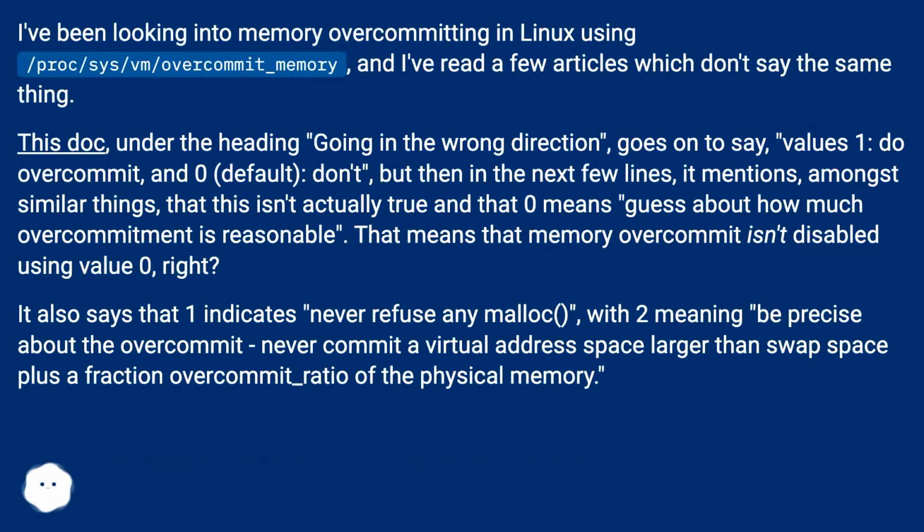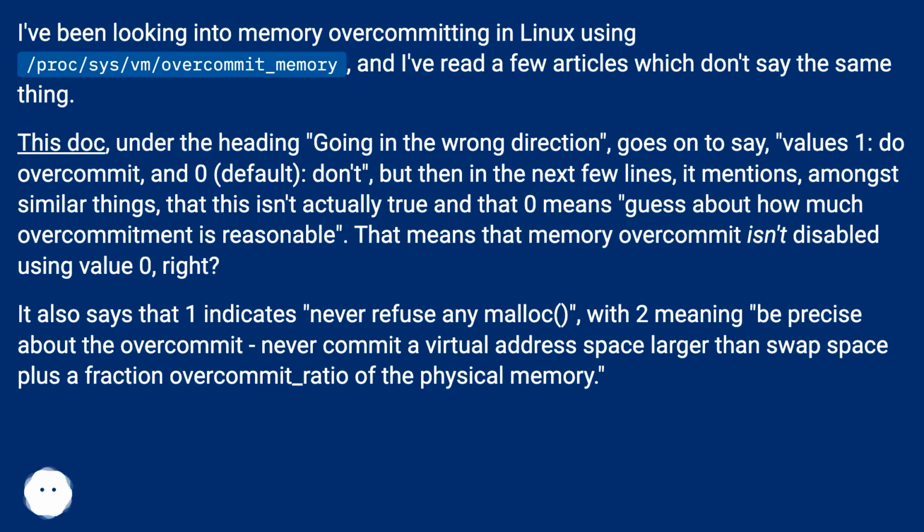I've been looking into memory overcommitting in Linux and I've read a few articles which don't say the same thing. This doc, under the heading "Going in the Wrong Direction," says values 1, do overcommit, and 0, default, don't. But then in the next few lines, it mentions, among similar things, that this isn't actually true and that 0 means "guess about how much overcommitment is reasonable." That means that memory overcommit isn't disabled using value 0, right?